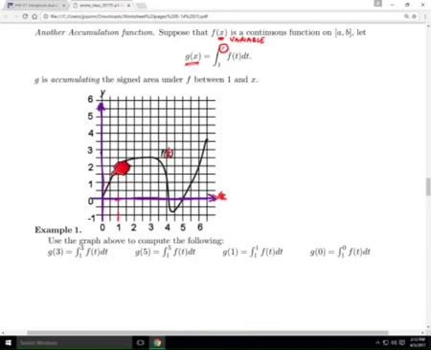So for this function here, this is going to be f of t. And I want to ask, what are the different values of g that we get for different inputs? So let's do the first one together. So the first one is g of 3. So that really is asking what's the area under the curve f of t between 1 and 3. Here we have it sketched in.